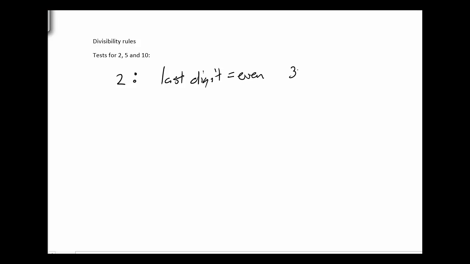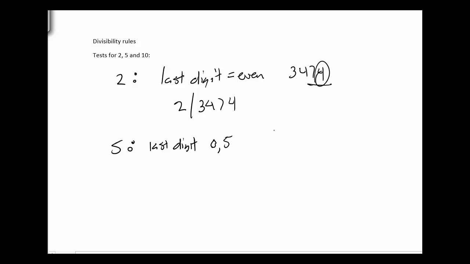So for example, I'm going to make up 3,474. I look at the last number. Since 2 goes into 4, I know 2 goes into that big giant number. It's divisible by it. I could figure out what 2 times what would do that, but I just know it goes into that. Okay, for 5, the last digit is either a 0 or a 5. So 3,625. Again, look at the last digit, and I see a 5 there, so I know 5 divides into 3,625.